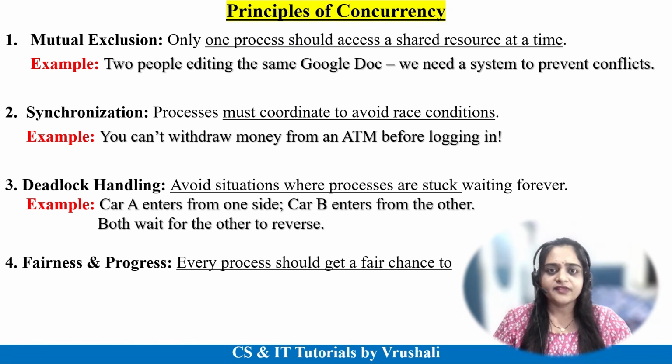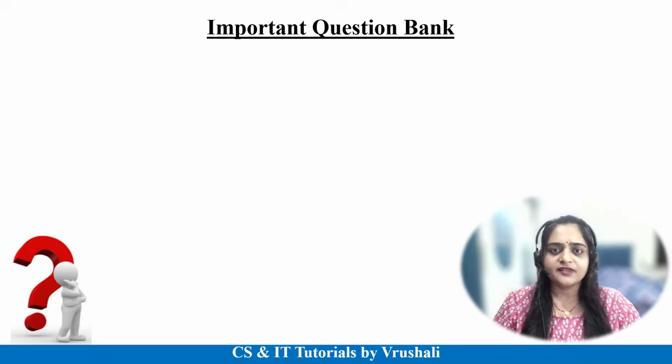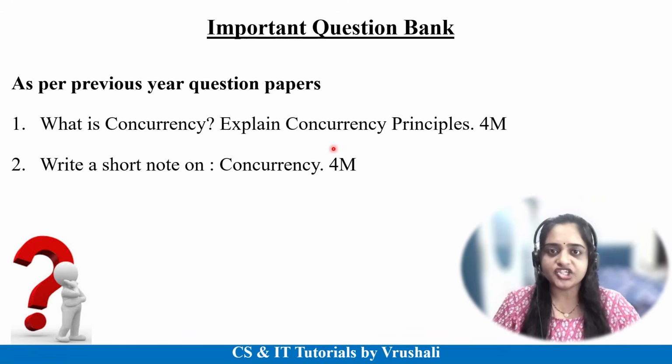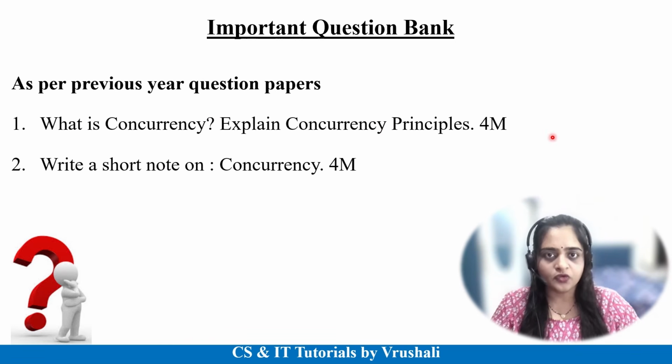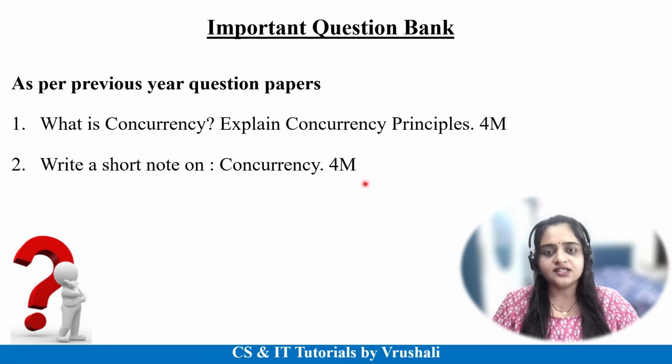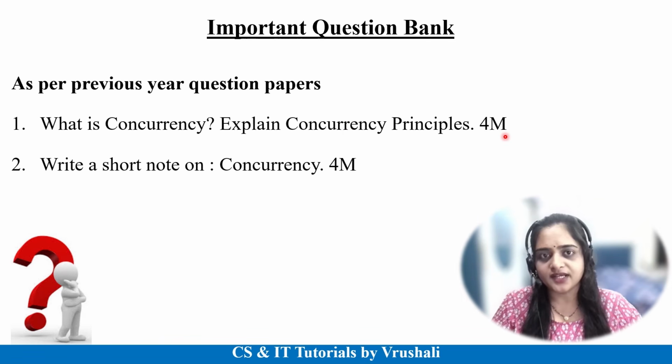Now, as per your previous year question papers, these two questions are important. First, what is concurrency? Explain concurrency principles for 4 marks. Then write a short note on concurrency for 4 marks. So here you have to explain these 4 principles shortly with examples, because this question is only for 4 marks.